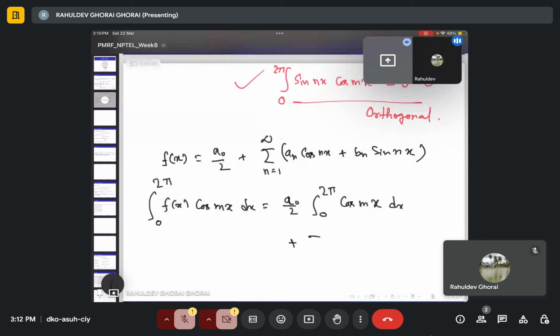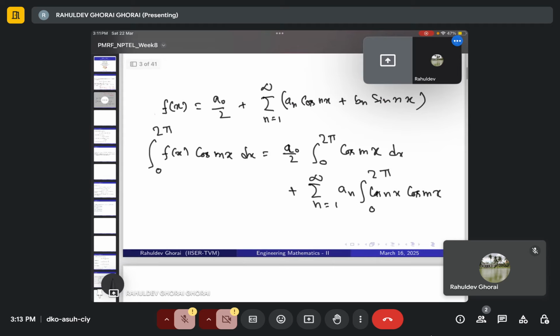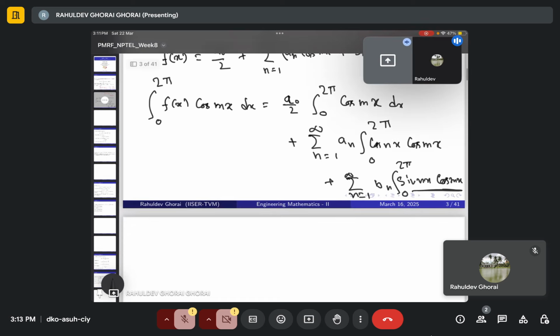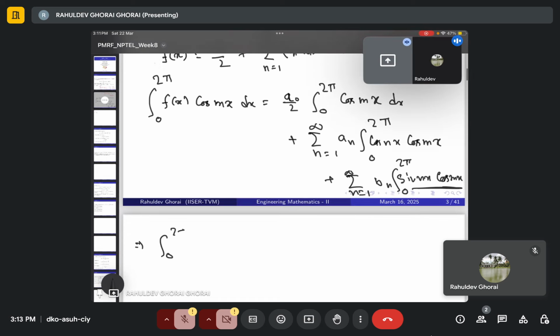So plus the summation n equal to 1 to infinity of an times the integration over 0 to 2 pi of cos nx cos mx, plus the summation n equal to 1 to infinity of bn times the integral from 0 to 2 pi of sin nx cos mx. You know this last term is 0 always, right? Because they are orthogonal.